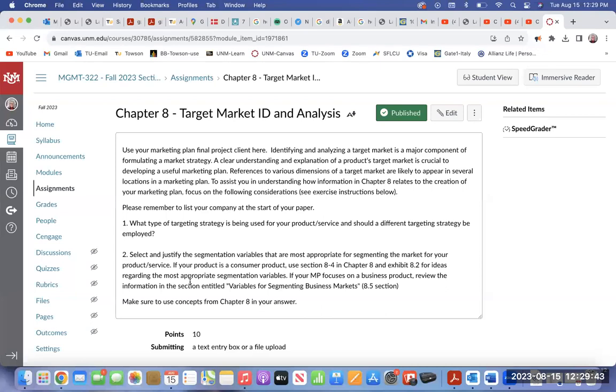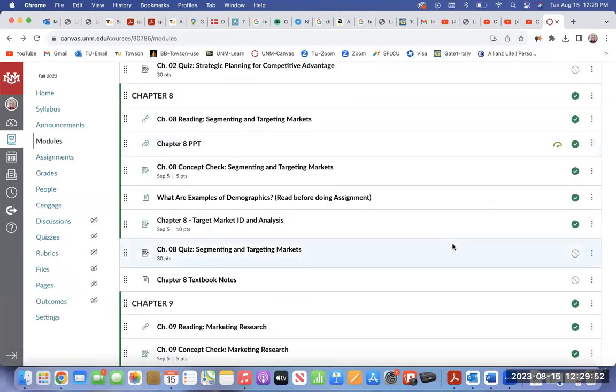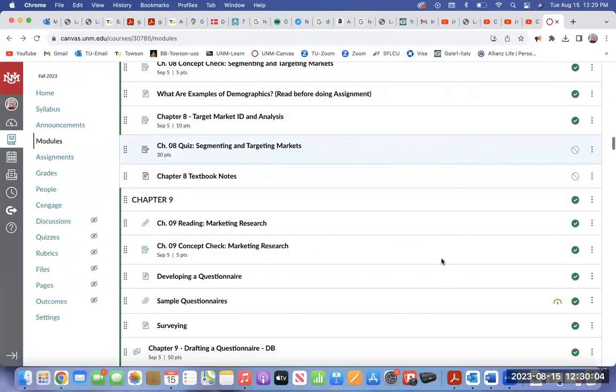And then report to me for your marketing plan. And I do this because once you answer these questions and submit this, and I look at it and I give you feedback, this is information you're going to be able to use in your final project. There's a section called target market and segmenting. So you'll be able to use that.